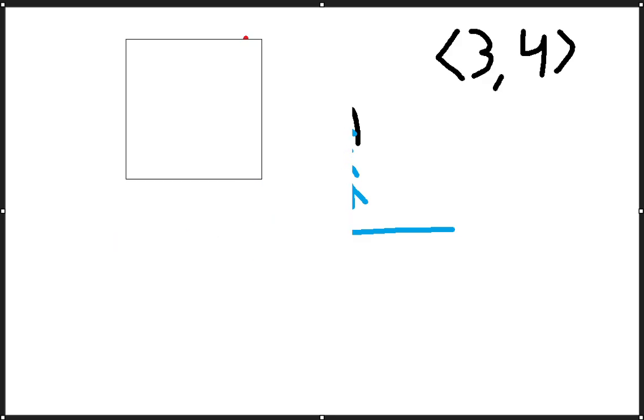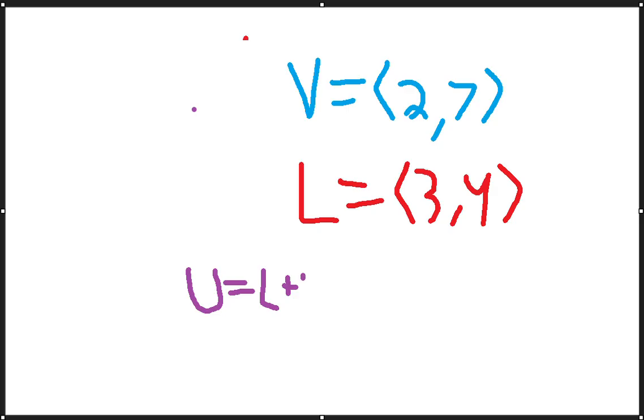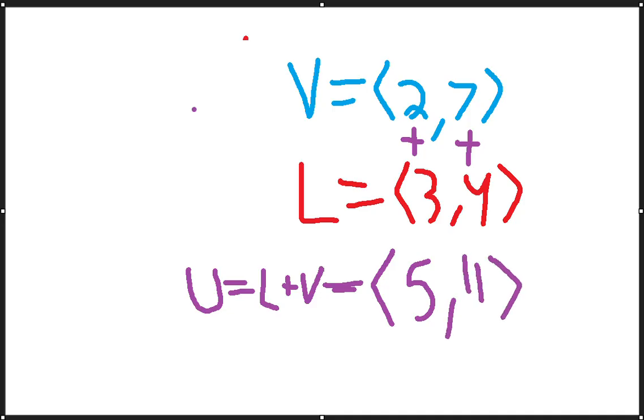Now obviously we can do some vector operations. If v is equal to, say, 2, 7, and we have another vector, we'll call it L, which is equal to, say, 3, 4, and we want a third vector U, which is equal to L plus V, then we just add these components together: 2 plus 3 is 5, and 7 plus 4 is 11. It's a superposition of L and V.